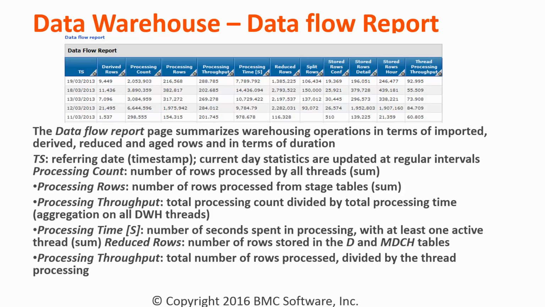The processing throughput expresses the speed of the warehouse, basically the total processing count divided by the total processing time. The processing time expresses the number of seconds spent in processing, with at least one active thread. The reduced rows express the number of rows stored in the daily and monthly tables, and the processing throughput the total number of rows processed divided by the thread processing.